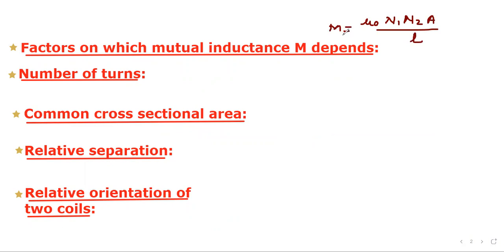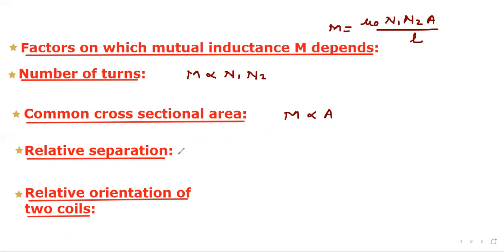So from here it is clear that M is proportional to N1 N2. It means larger the number of turns in the two solenoids, larger will be their mutual inductance. Now, second point is common cross-section area. So if area is larger, that is M is directly proportional to A. It means if area is larger, then coefficient of mutual inductance will be larger.